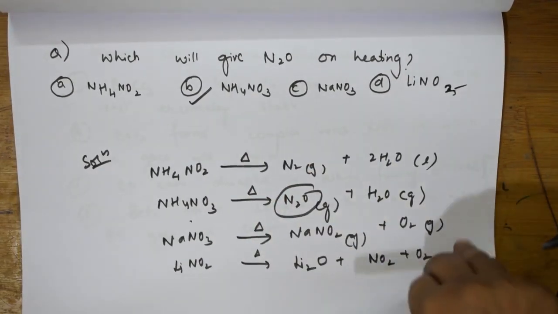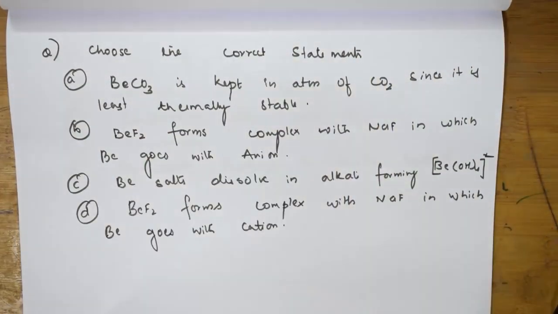Yes, so right. So let us see the next question. What is the next question? Choose the correct statement. Fine. They gave me: beryllium carbonate is kept in an atmosphere of carbon dioxide since it is least thermally stable. Fine. Correct statement, according to me, yes, this is right. Beryllium fluoride forms a complex with NaF in which beryllium goes with the anion. Okay, beryllium dissolves in alkali forming Be(OH)4. Okay, that is also right. Which is, choose the correct.